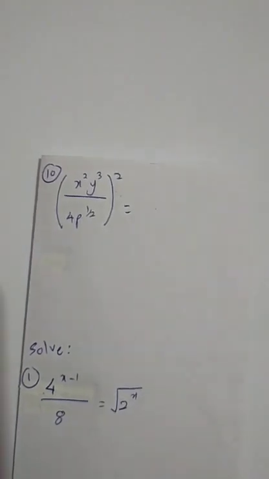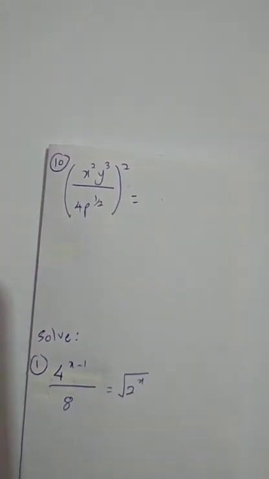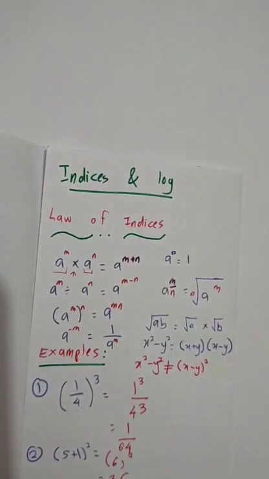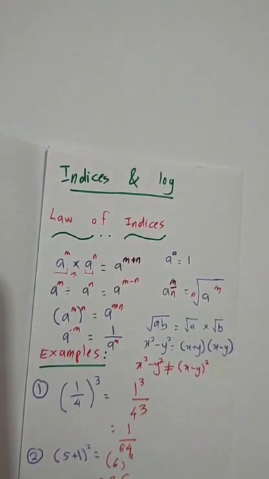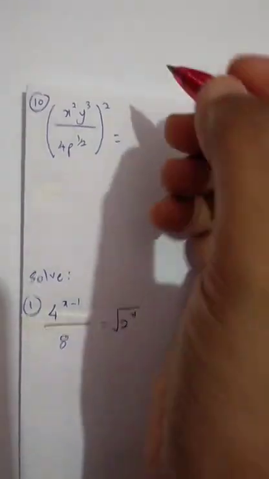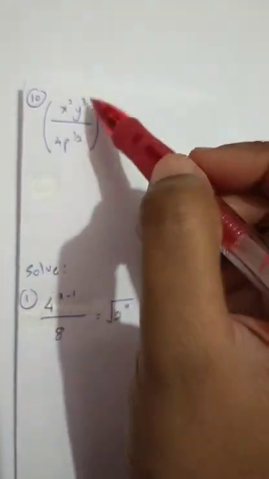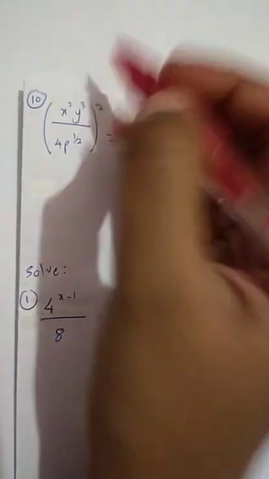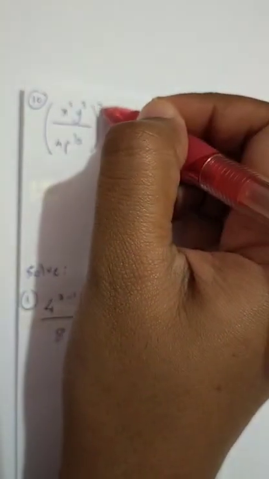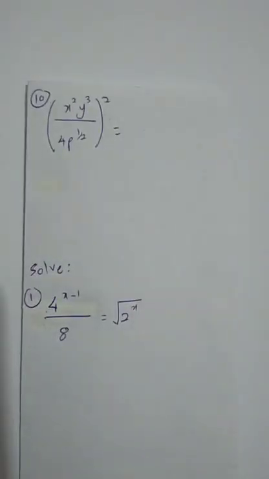Okay, we go to next example. We have x, y, and p, so we cannot do anything. We cannot cancel or anything. It's okay. The first thing that we have to do is we give this 2 to everyone because it is outside of the bracket. So this 2 belongs to x, belongs to y, belongs to 4, belongs to p. Every term inside the bracket.